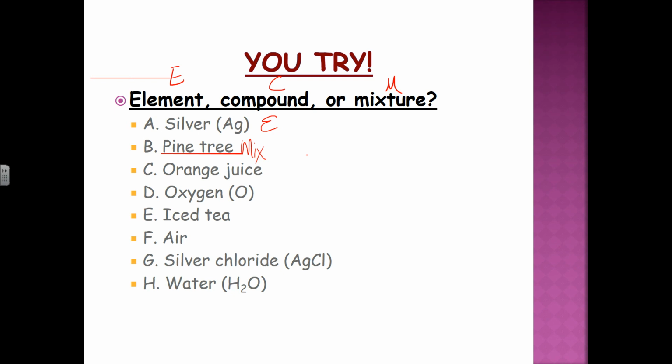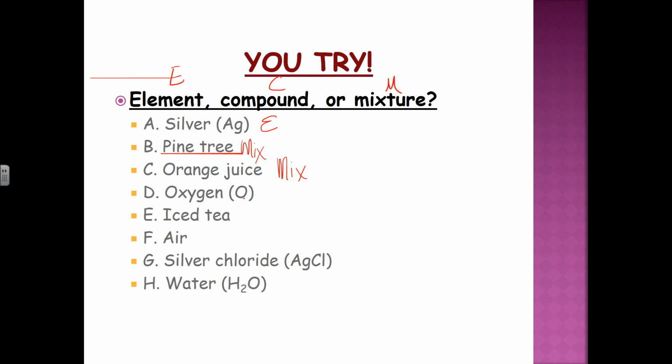Then we have orange juice. So think about orange juice. If you have a glass of orange juice, you're going to have the pulp, possibly. You're going to have water. You're going to have sugar or the fructose. So orange juice is also a mixture.